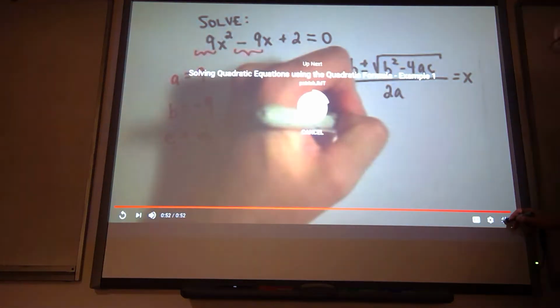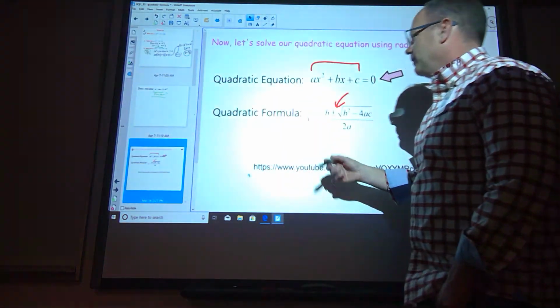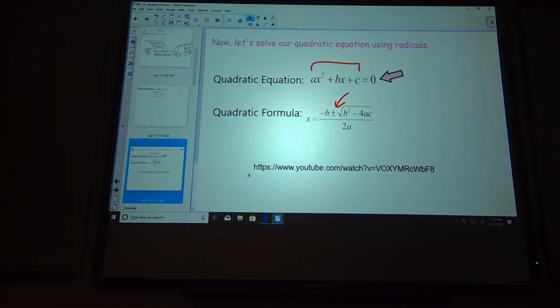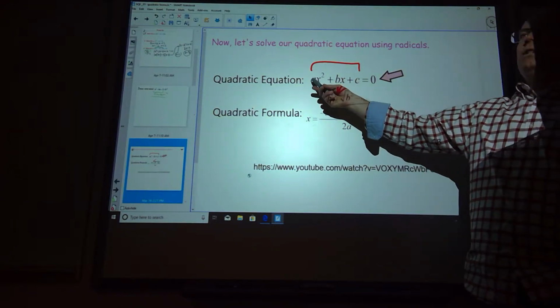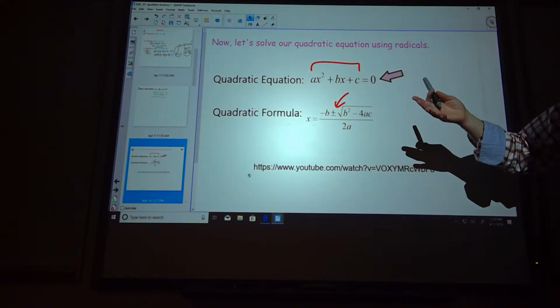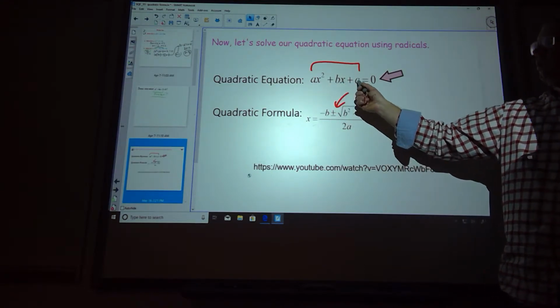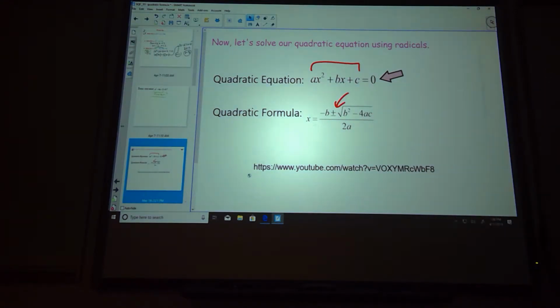Obviously music is a way to allow you to remember things, which I think is valuable, and that goes along with the song Pop Goes the Weasel. So this is a formula. It means I plug something in and I get something out. Your a value is attached to the x squared term. Your b value is attached to the x term. Your c value is not attached to a letter. This is called the quadratic term, this is the linear term, and this is the constant term. Those are just fancy ways of saying it.